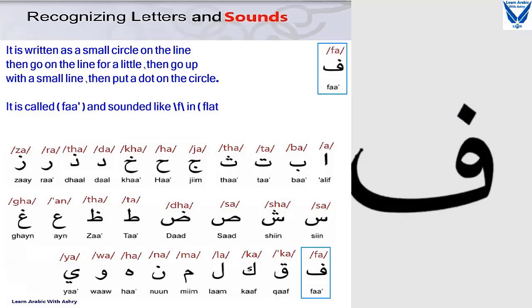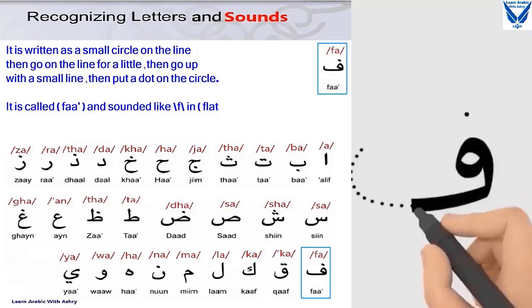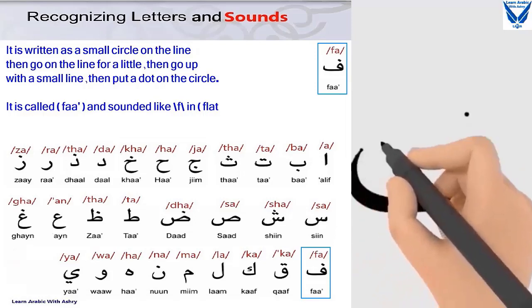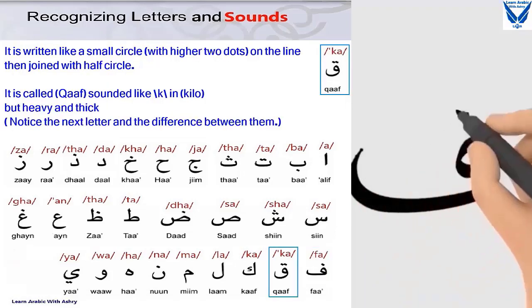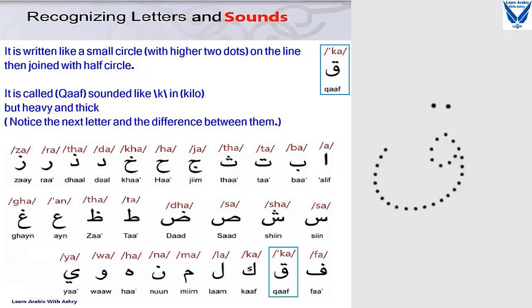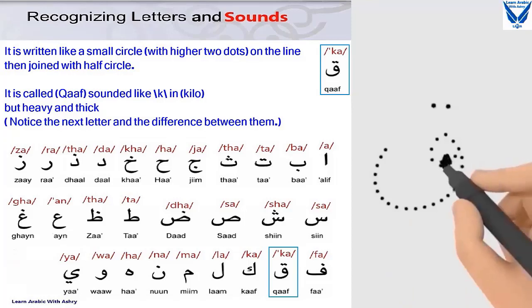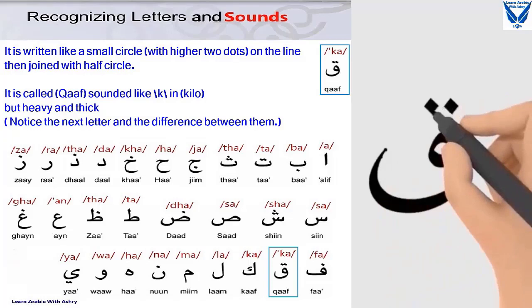This letter is written as a small circle on the line, then go on the line for a little, then go up with a small line, then put a dot on the circle. It is called Fa, like in Fa, flat. This is written like a small circle with higher two dots on the line, then joined with a half circle. It is called Qaf, like Qa in kilo, but heavy and thick.